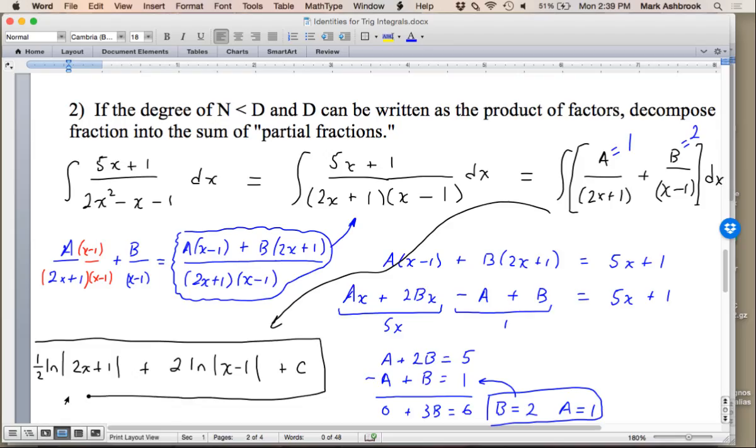So that is the antiderivative of the... since this rate function is equal to that rate function, this is the antiderivative of this, right? So that's the antiderivative of our original problem. Questions on this technique before we do some harder ones? So that was an easy one.